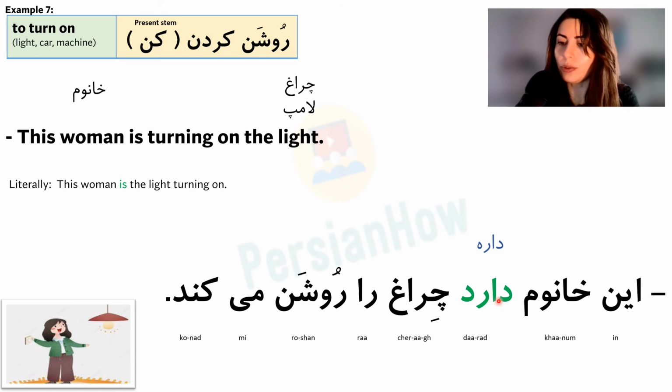Let's go over to the informal. دارد becomes داره. را becomes رو. So چراغ رو or چراغو. And then می کند, کند becomes کنه. So this sentence informally is این خانم داره چراغ رو روشن میکنه. Or این خانم داره چراغ رو روشن میکنه.